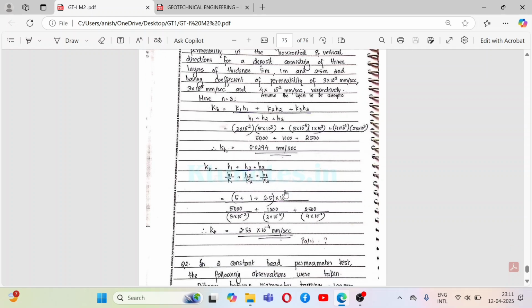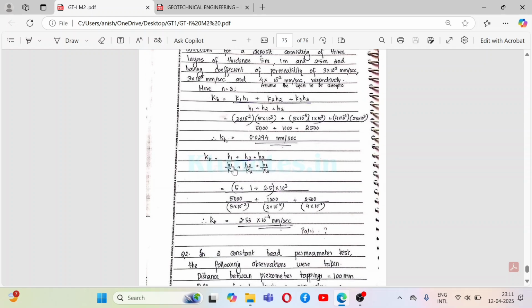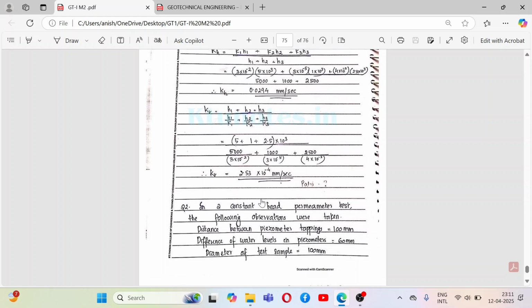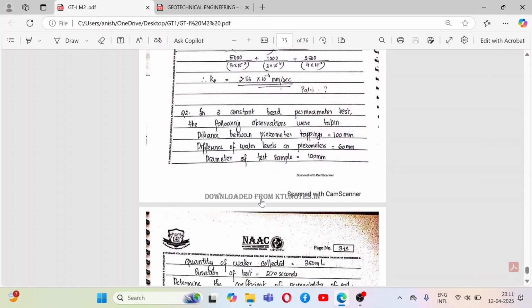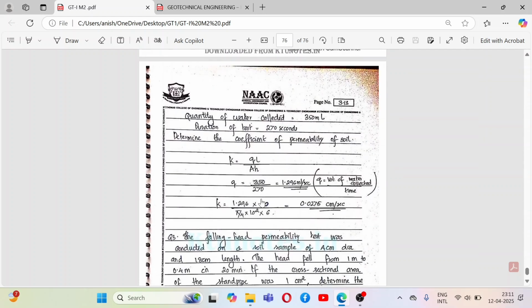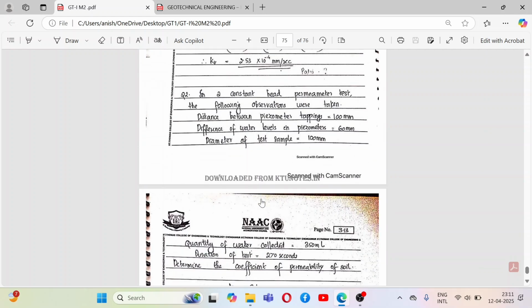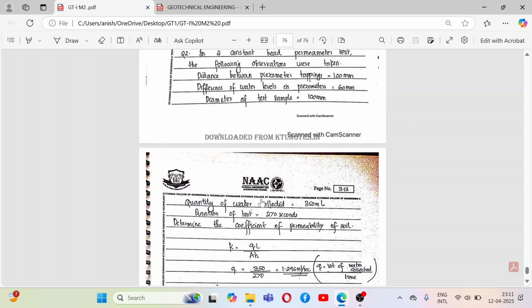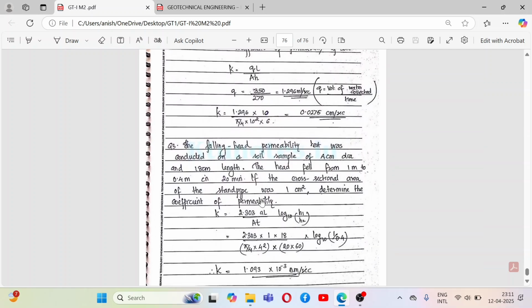Whereas for vertical, we know the equation, and that is H1 plus H2 plus H3 divided by H1 by K1 plus H2 by K2 plus H3 by K3. You substitute the values and you get the answer. Alright, and there is a simple problem for the constant head permeability test, with the direct equation K is equal to QL by AH.